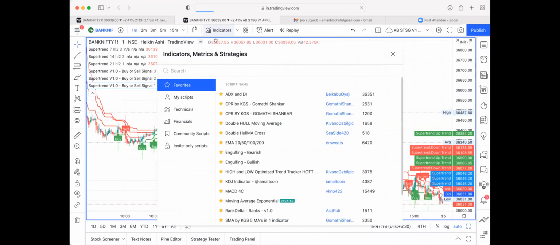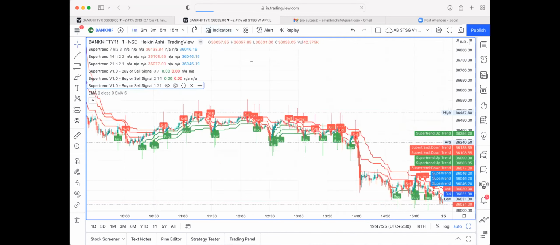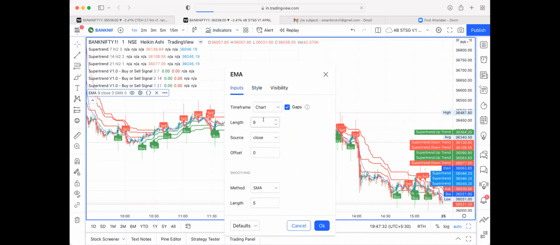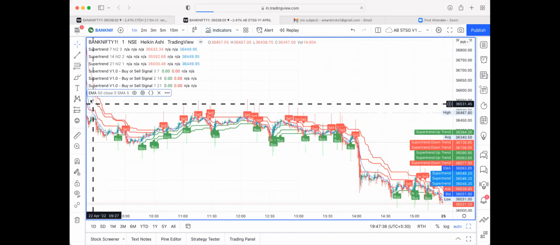Then another thing we need to add is moving average exponential. So we will add here, and we need to change this moving average to 50. So we need to go into the settings, and then in input, we change it to 50. So now our basic setup is done.